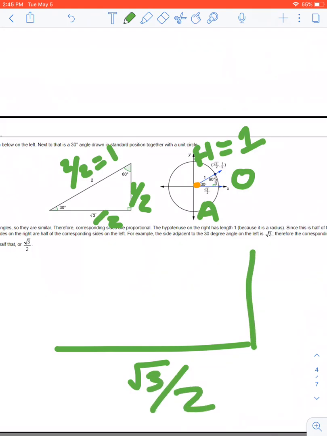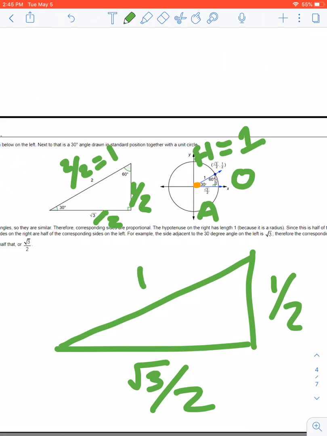And my 1/2, because on a 30, 60, 90 triangle the hypotenuse is 2, but on a unit circle it's only 1, so we have to divide that in half. Okay? And this is 30. So that's how they derive all those points, is they do that type of theory.